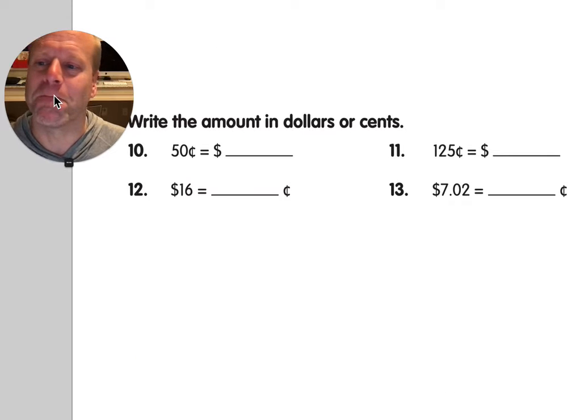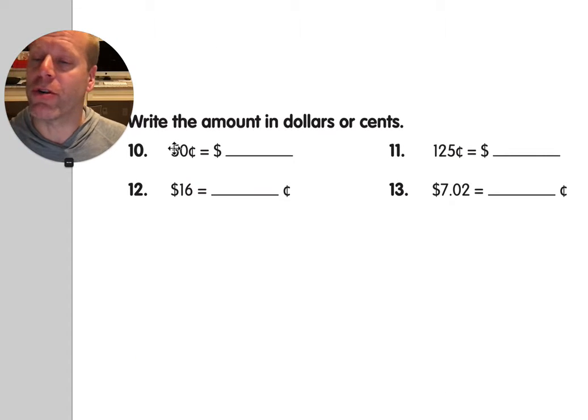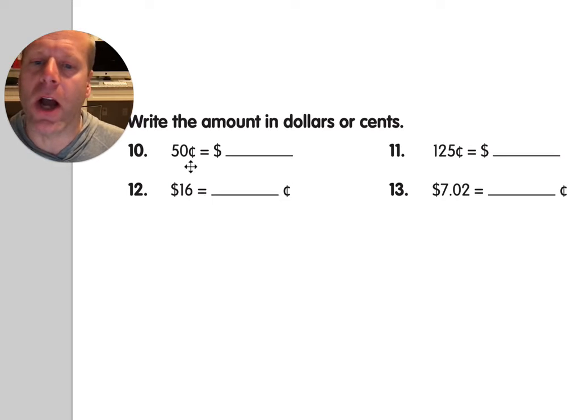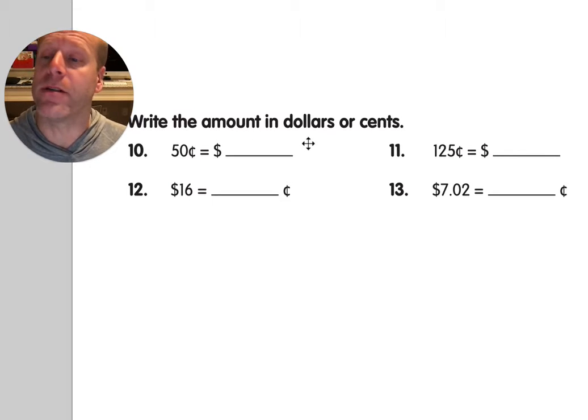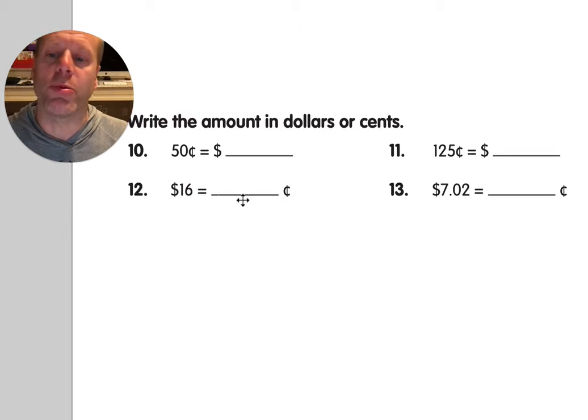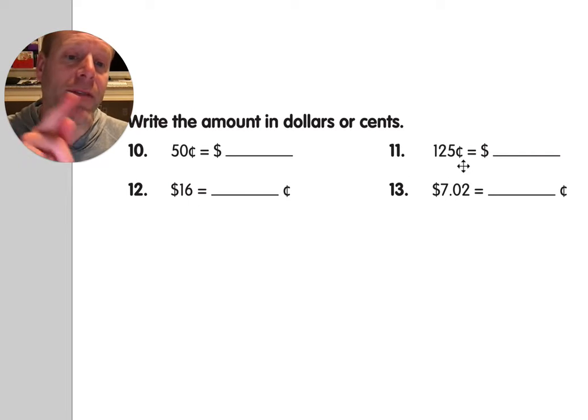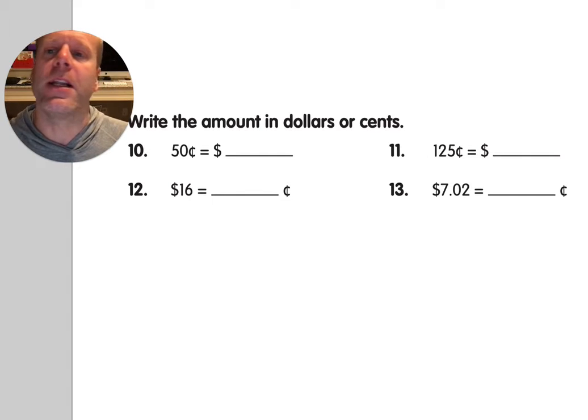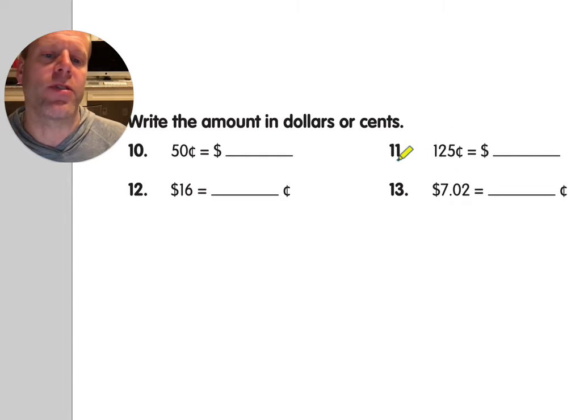Here we go. All right, so the first instructions are easy. They say write this dollar amount in dollars or in cents, whatever the opposite is. So if they give us dollars, we'll change them into cents. If they give us cents, we'll change them into dollars. Let's start with number 11. I think that's nice and straightforward.